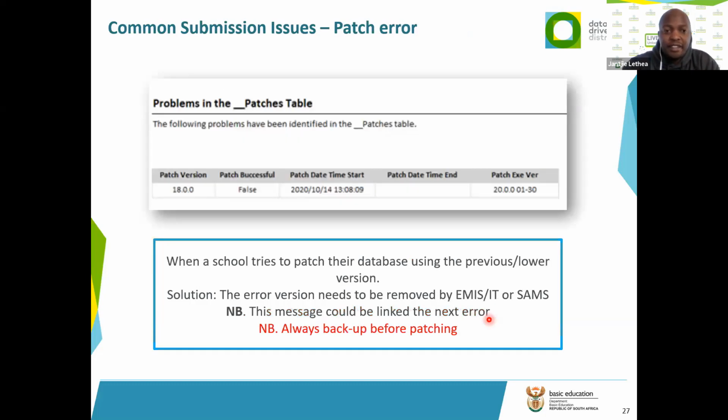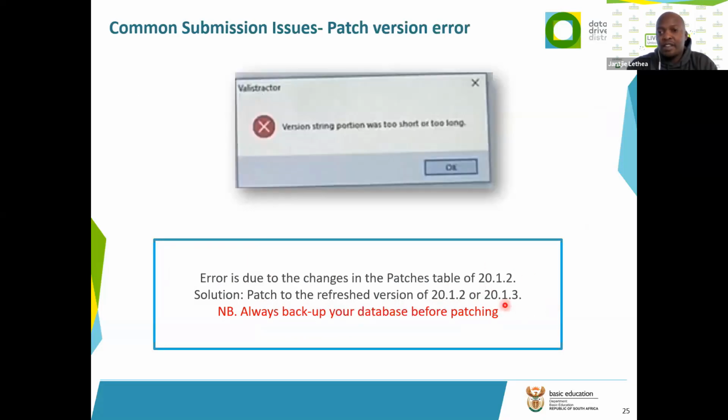The next error that the schools come across is this one that says the following problems have been identified in the patch tables. When a school tries to patch their database using the previous or lower versions, they will come across this error. And then the solution is the error version needs to be removed by MES and IT or SASMs. I want us to take note that for this error, the schools themselves can fix it by going to Tutor and downloading a refreshed version of 20.1.2 or 20.1.3. The school themselves can fix it.